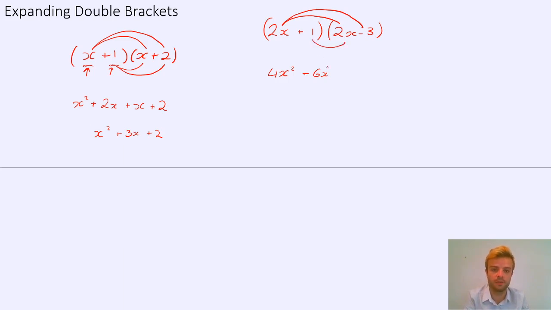We'll then do the 1 times the 2x, which is 2x, and it's positive, so I'm going to put plus 2x. And 1 times the minus 3 is minus 3. And then this time when we simplify, we've got a minus 6x in the middle and a plus 2x. And if we start with minus 6x and add 2x, well, now we're only at minus 4x. So final answer, 4x squared minus 4x minus 3.